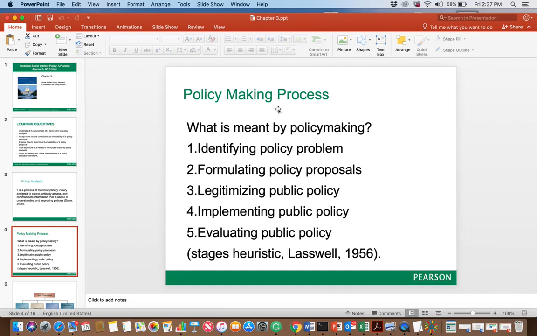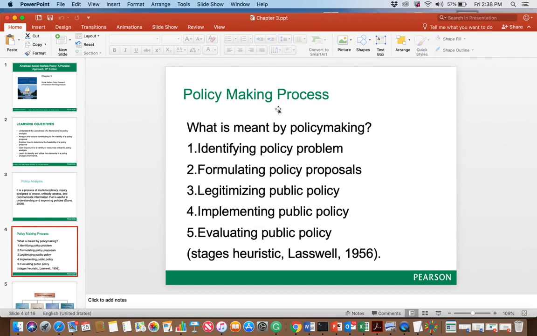2, formulate policy proposals. In other words, you formulate what goals you need to see or to achieve for this policy. 3, legitimize public policy. In other words, for legitimization of public policy, basically you are giving it the tools in order for it to be recognized. One way of legitimizing public policy is to be passed in Congress, whether it's state house or the federal government, so that it becomes law. You are legitimizing it, you are making it official, you are making it legal.